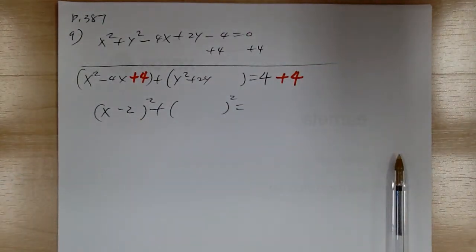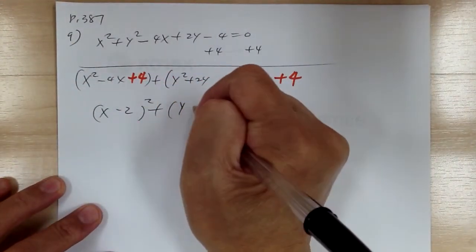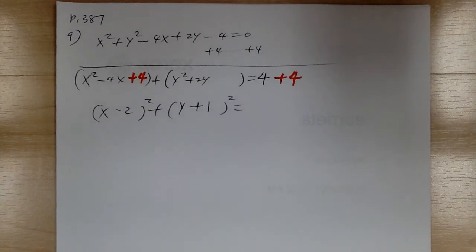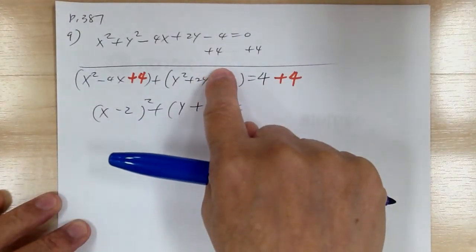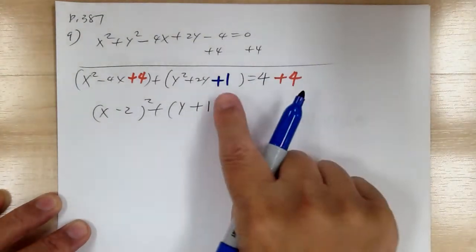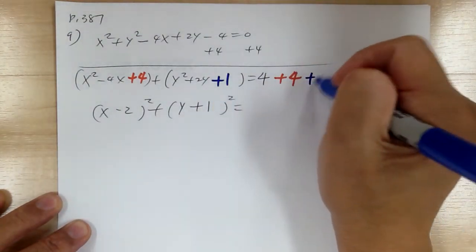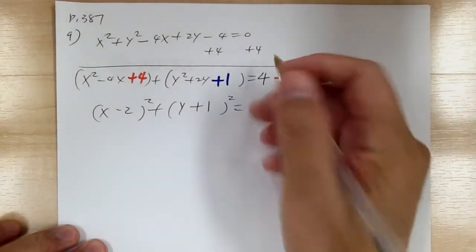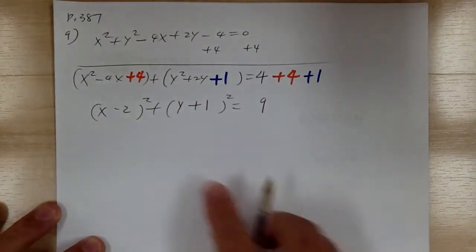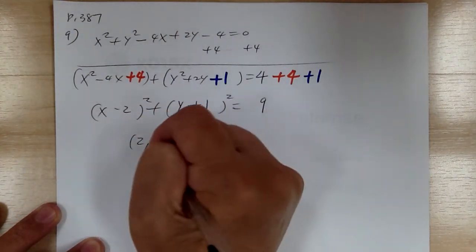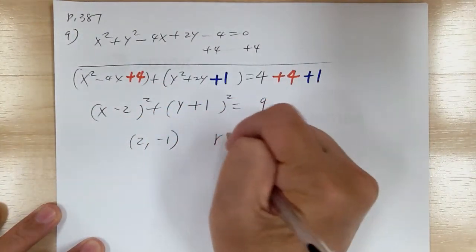Then same thing with y, so you need to have (y + 1). In order to go from here to here, you need to add 1. And since you add 1 over here, you need to add 1 over here. So this side will give you a total of 9. Once you complete the square, you're going to have a center at (2, −1) and a radius equal to 3.